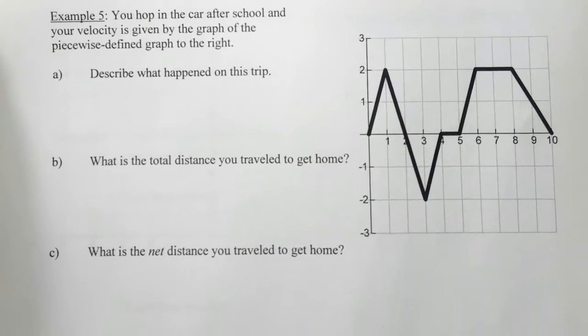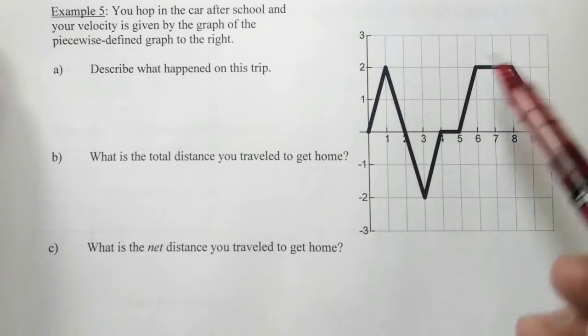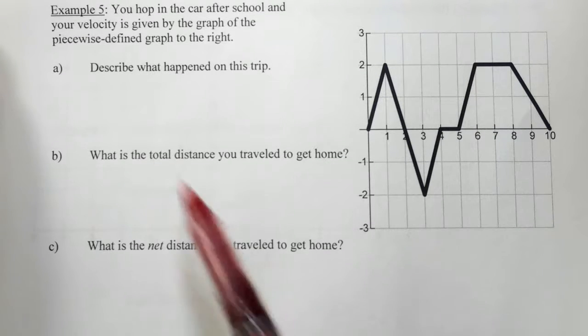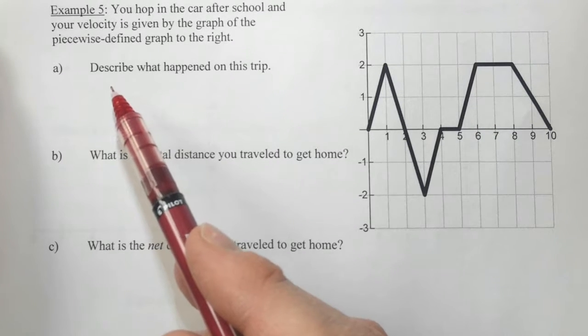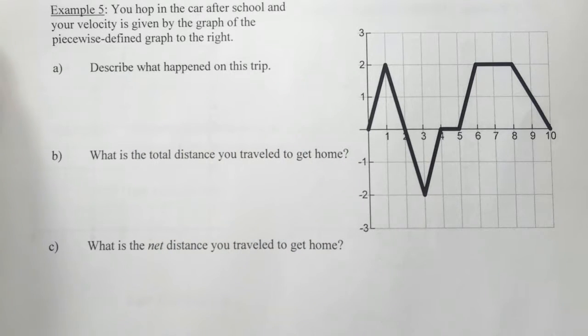For example 5, you hop in the car after school, and your velocity is given by this graph right here. And we have 3 questions to answer. Well, first of all, the first one's not really a question, but take a moment, look at this graph, and describe what happened on this trip. This isn't all that important, but it's just curious if you can understand what's going on.